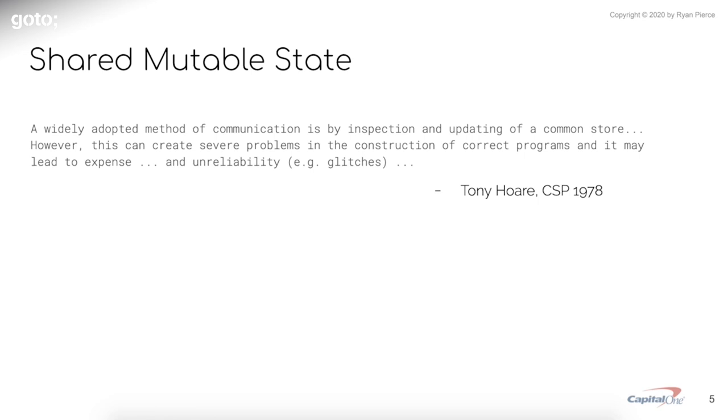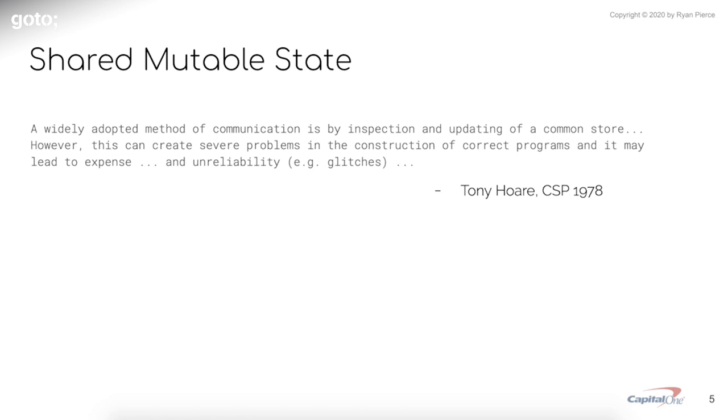So this common store might be a list in memory or a file on disk. However, this can create severe problems in the construction of correct programs, and it may lead to expense and unreliability, like glitches. So what he's describing is basically the issues that we discussed in the last slide.